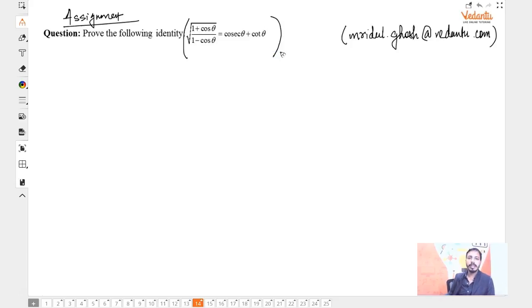Just note it quickly. Square root of 1 plus cos theta by 1 minus cos theta is equal to cosec theta plus cot theta. Okay. So prove this and send it to me. I'm going to the next question, guys.